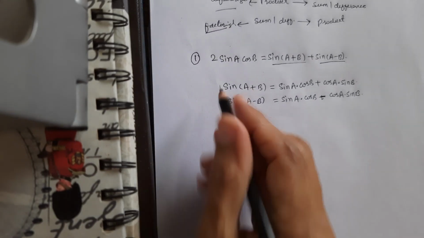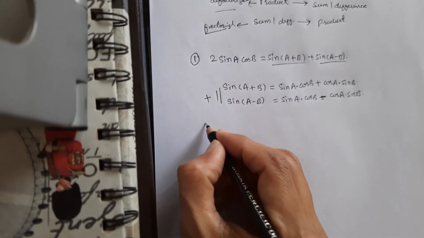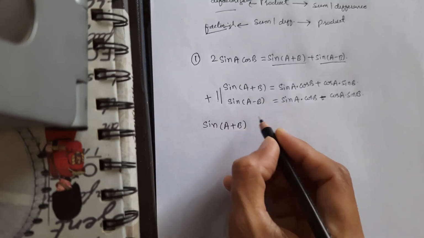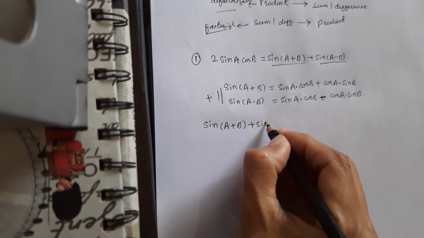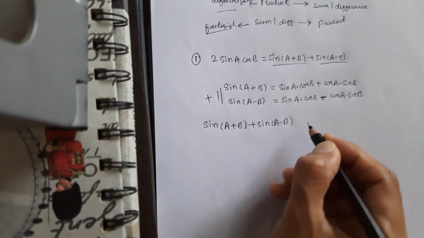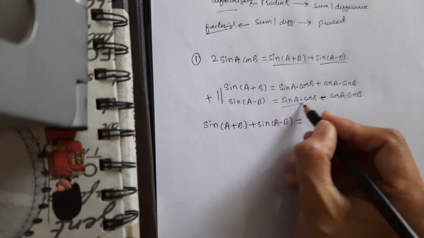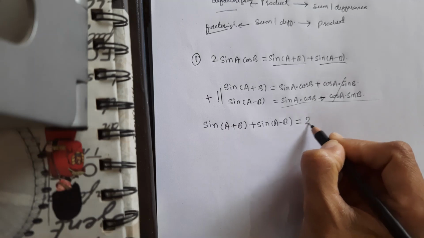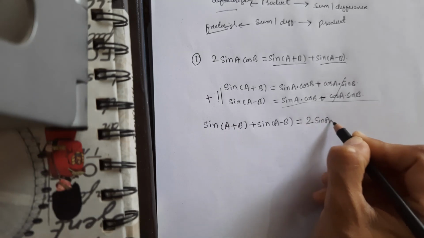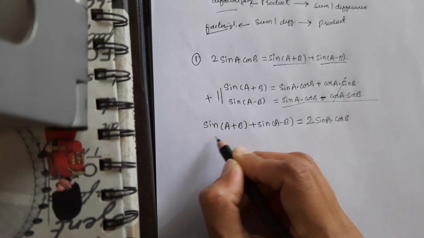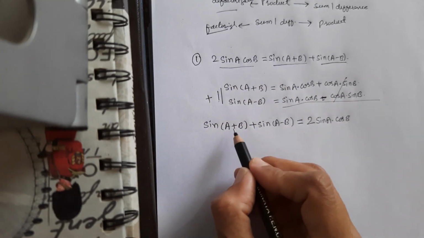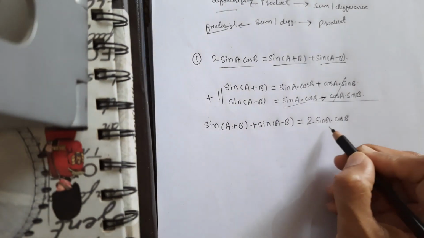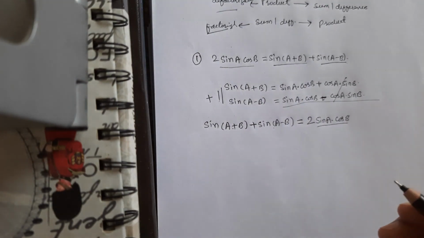Now if I add these two, what will I get? Sin (A plus B) plus sin (A minus B) equal to, just add these two. The cos A sin B terms get cancelled because of opposite signs, and this gives 2 sin A into cos B, which is the formula we just wrote here. So on this side is the sum and difference, and on that side we get the product. This is the defactorization.